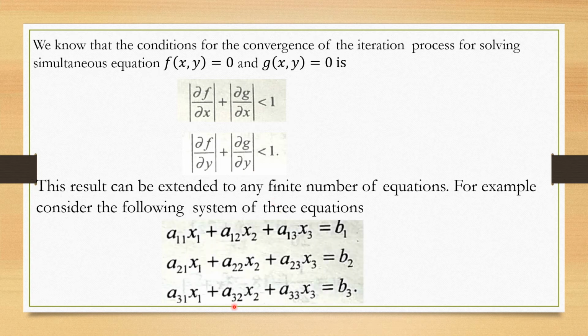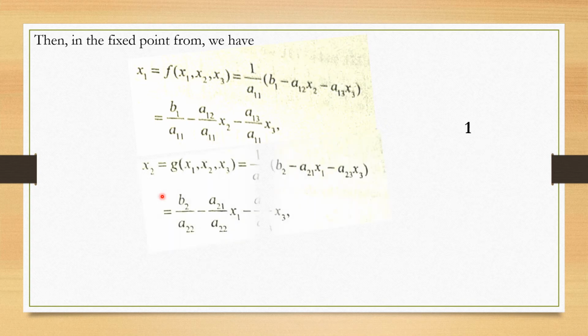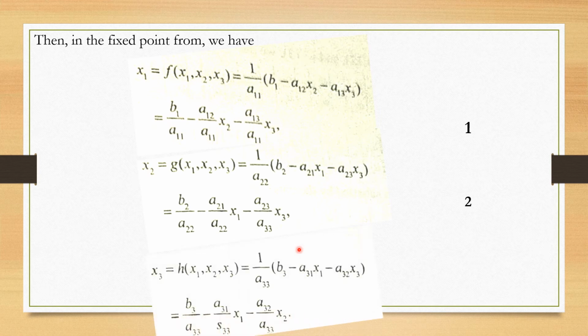For example, if we have a system of three equations with three unknowns, in fixed point form we have x1 as, and x2 can be written from the second equation, and from the last equation we can write x3 as. You can easily rearrange: x1 in terms of x2 and x3, x2 in terms of x1 and x3, and similarly x3 in terms of x1 and x2.